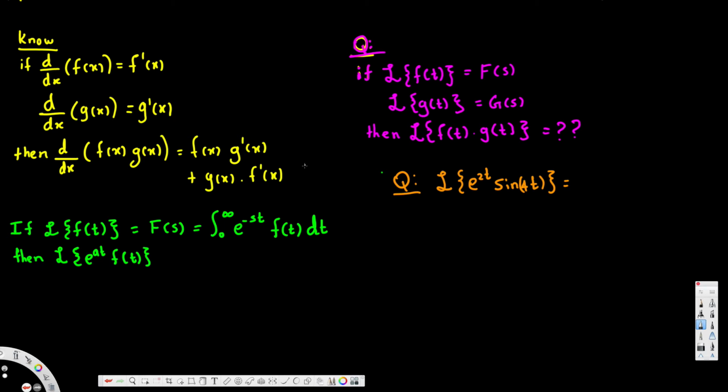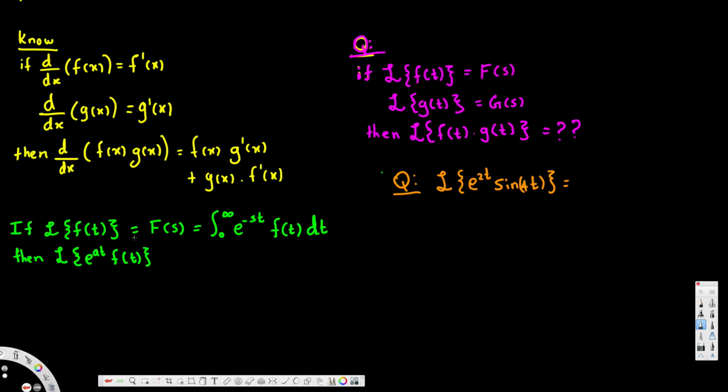Here what we are going to do is compare the same thing for the Laplace. For example, if Laplace of f of t is equivalent to F of s and Laplace of g of t is equal to G of s, but if you take the Laplace of f of t times g of t, there's no equation for that. It's not like the derivative, so there's nothing for that. That's why we are going to do the translation theorem.